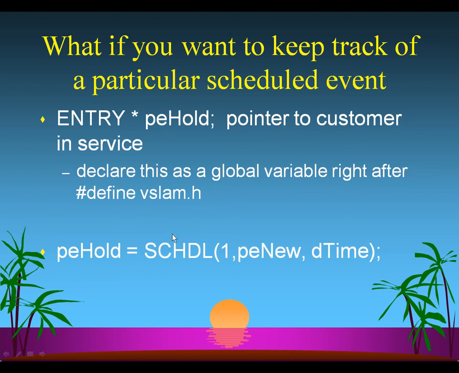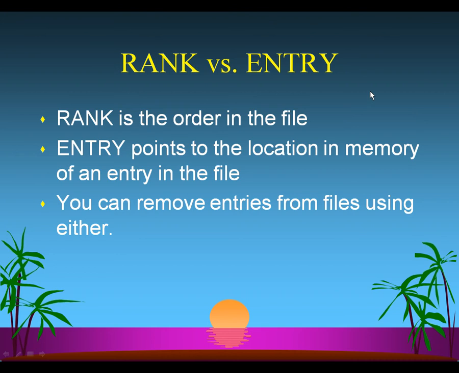So we call schedule with event code 1. PE new is the entity pointer to the information about the attributes. D time is the delta time interval till the event occurs, and we store that in PE hold. So PE hold is an entry pointer and contains the location of this particular event that's on the event calendar.